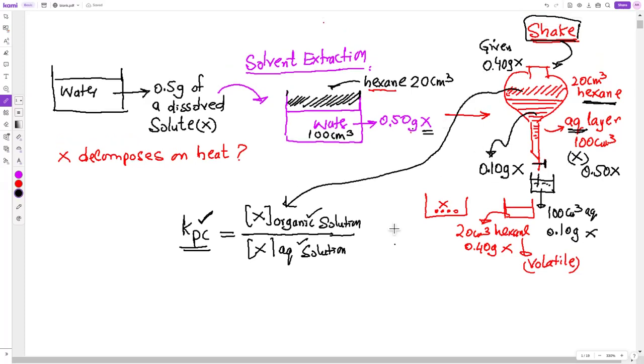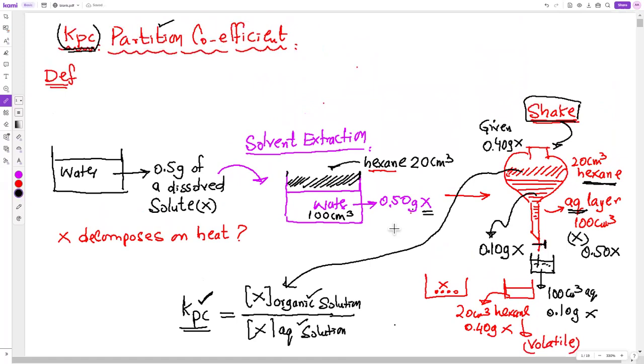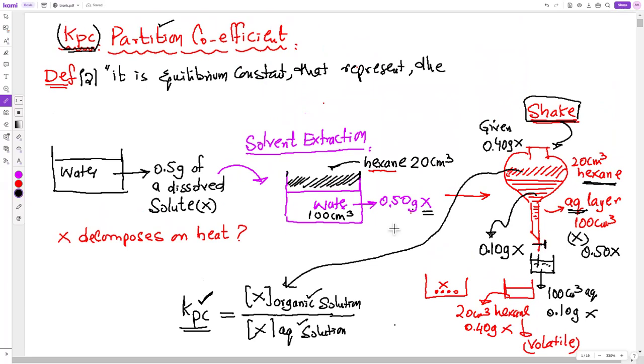Any confusion? No, sir. So Kpc is defined as an equilibrium constant that represents the ratio of concentration of a solute in two immiscible solvents.